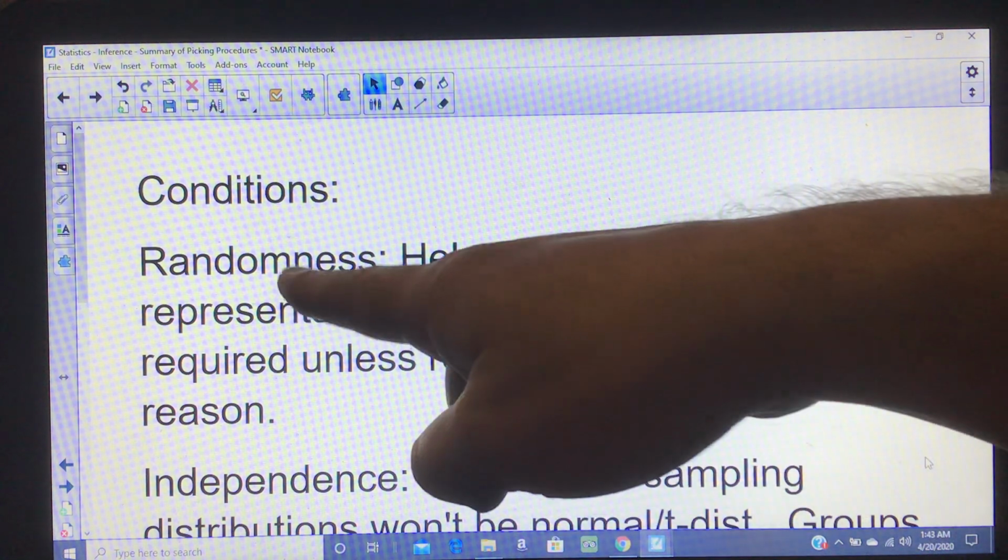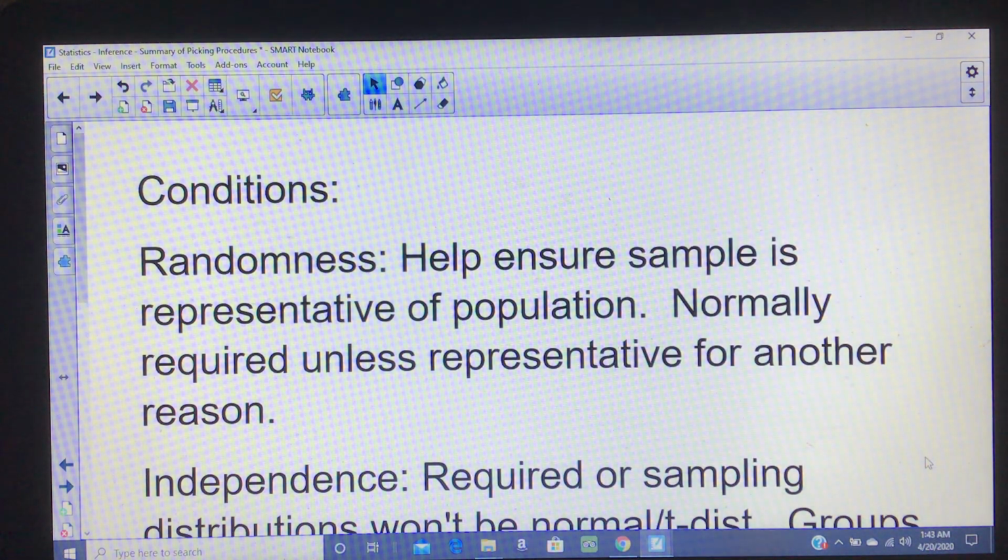The first condition is randomness. The reason for randomness, if anyone cares, is it helps to ensure that the sample is representative of the population. Inference on a sample is no good if the sample's biased or not representative of the population. So we usually do randomness because we learned earlier on in the course that that's the best way to ensure that you're representing the population. This is normally required, but just realize if for some other reason it's believable that the sample is representative of the population, you don't actually need this.